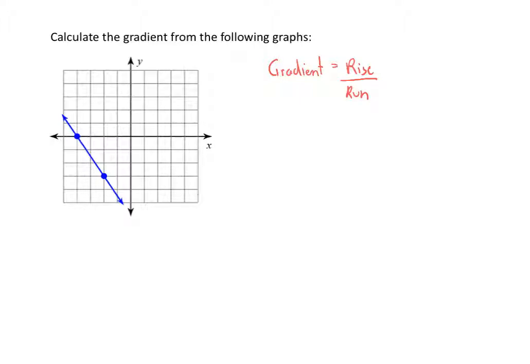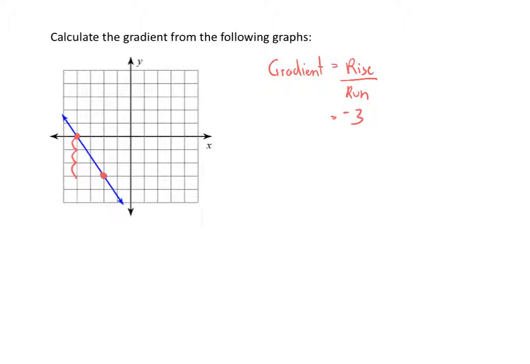My first step in doing that is selecting two points along my line. And I'm looking at how many squares I've got to move up or down and how many squares I've got to move over to move between the two points. Looking at moving up or down, to begin with, I'm going to need to move 1, 2, 3. So to start with, my rise is going to be moving down 3, which is going to be -3.